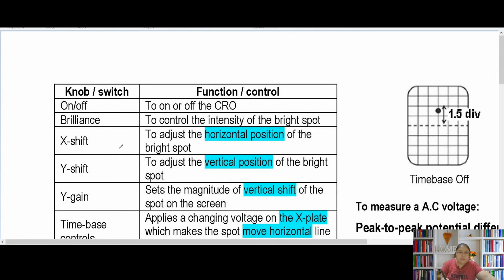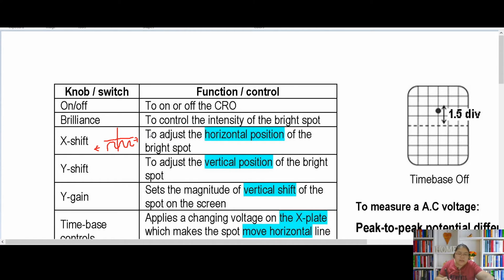Okay, this one is X shift. When starting at the center, is it? Okay, this one is the center. Maybe your graph looks like this. Your graph is too low already. So you adjust the X shift left or right.